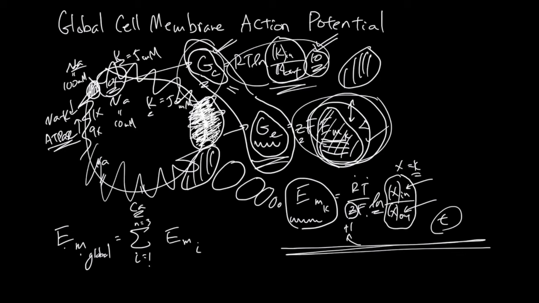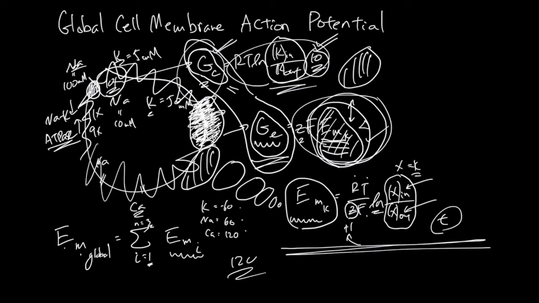So you add up the first one, second one, third one, start from the first and end at the third one, and add up all of their membrane potential. If the membrane potential of potassium is negative 60, the membrane potential of sodium is 60, and the membrane potential of calcium is 120, then you just add them all up, the first two cancel each other, and the result is 120.